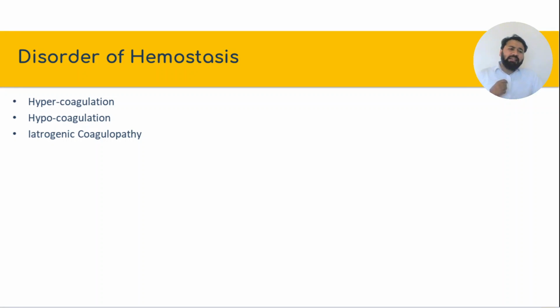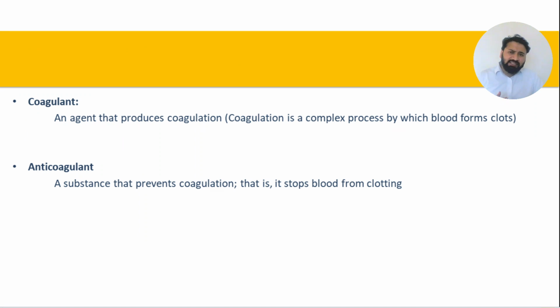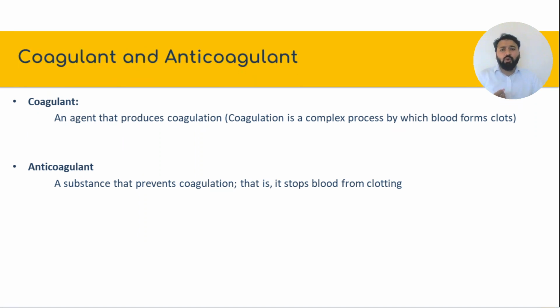Because of this, we use the anticoagulants. Now let's discuss and understand what is the meaning of coagulant and anticoagulants. Because of the hemostasis problems or conditions, we are using the coagulants and anticoagulants. So a coagulant is an agent that produces the coagulation. Coagulation is basically a complex process by which the blood forms the clot. While an anticoagulant also is a substance that prevents the coagulation and stops blood from clotting.